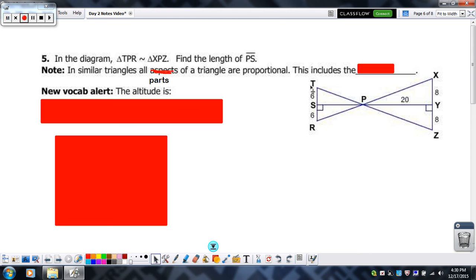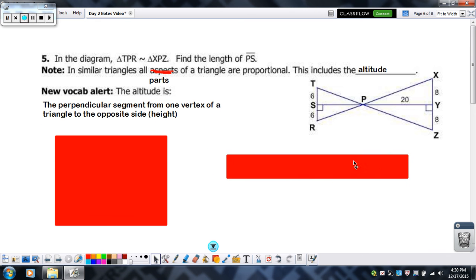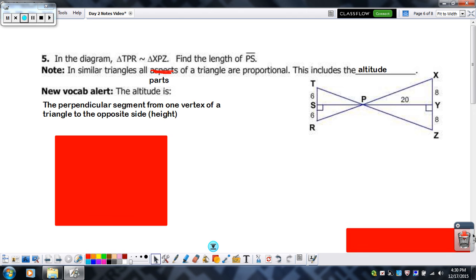Next, in this picture, they are telling me that triangle TPR is similar to triangle XPZ. Find the length of side PS. In similar triangles, all aspects or parts of a triangle are proportional. This includes the altitude. Now, if you haven't heard the word altitude before, here's the definition. It's the perpendicular segment, which means a segment that intersects to form a right angle, from one vertex to the opposite side. It's also called the height of a triangle.